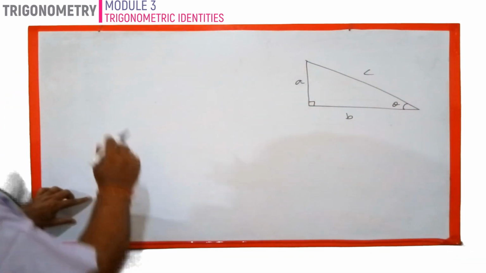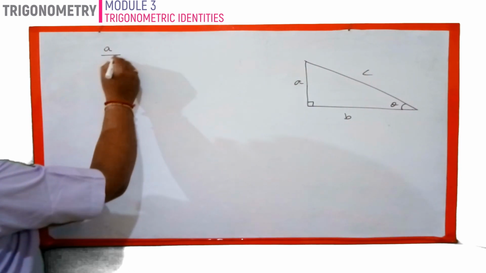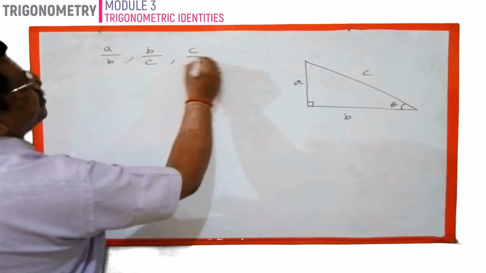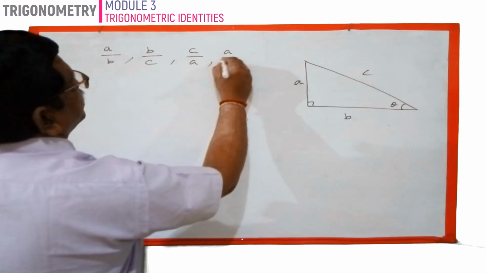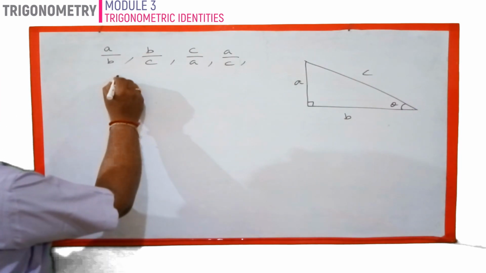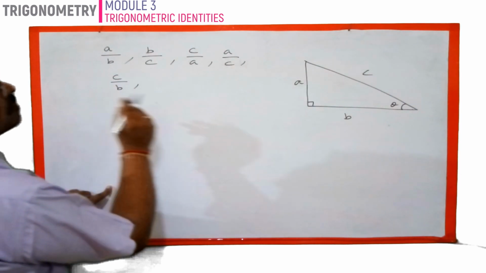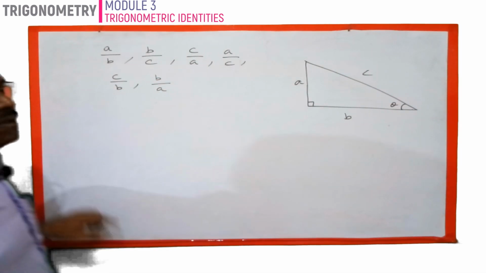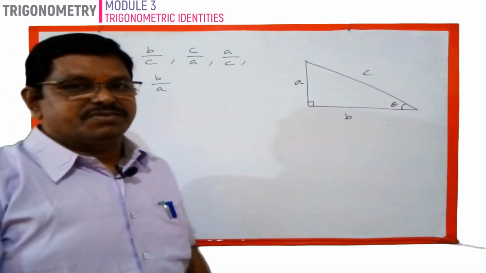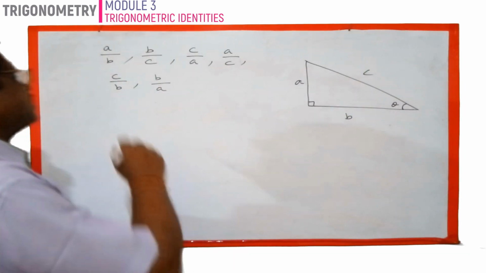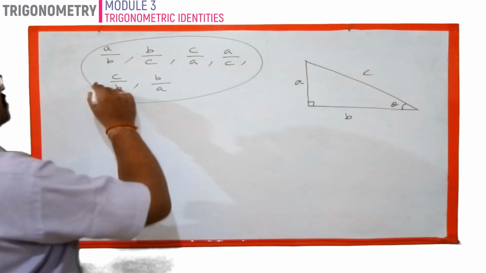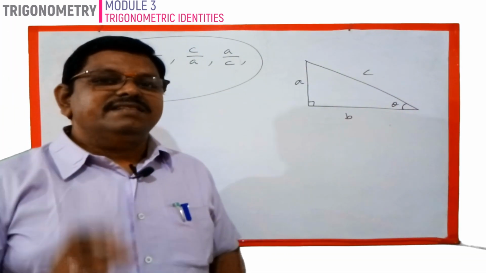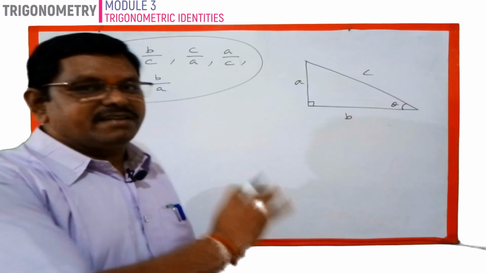Now we can take the ratios of the sides: A by B, B by C, A by C, C by B, and B by A. We have got 6 different ratios. All these 6 ratios are called trigonometric ratios. So what are trigonometric ratios? The ratios of the sides of the right angle triangle.